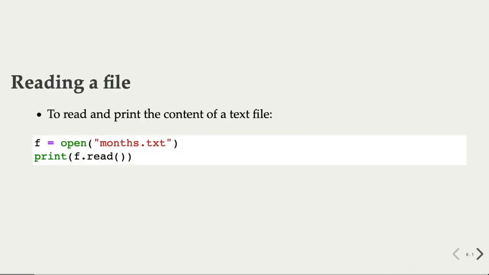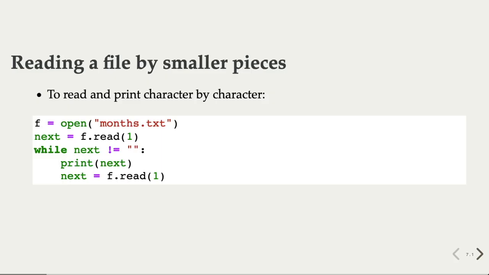The example here reads the entire content of a file. The open function creates a file object, a way of getting at the contents of the file, which is then stored in the variable f. Then you use the f.read method to tell the object to read the full contents of the file and return it as a string. The example here reads a file a character at a time.